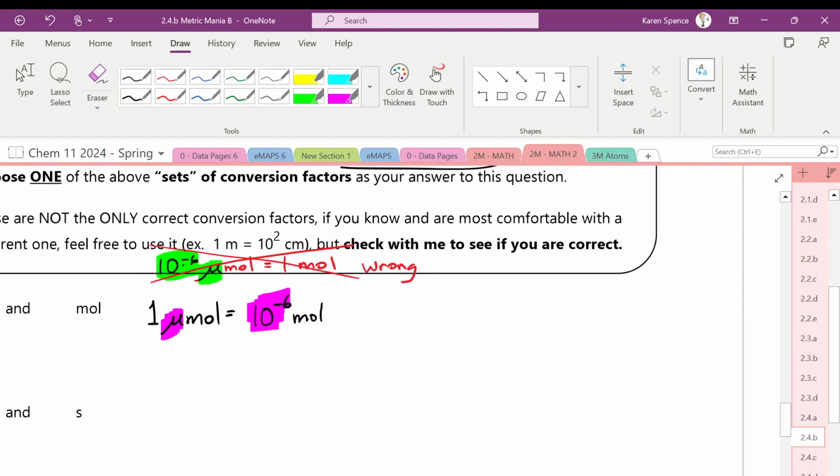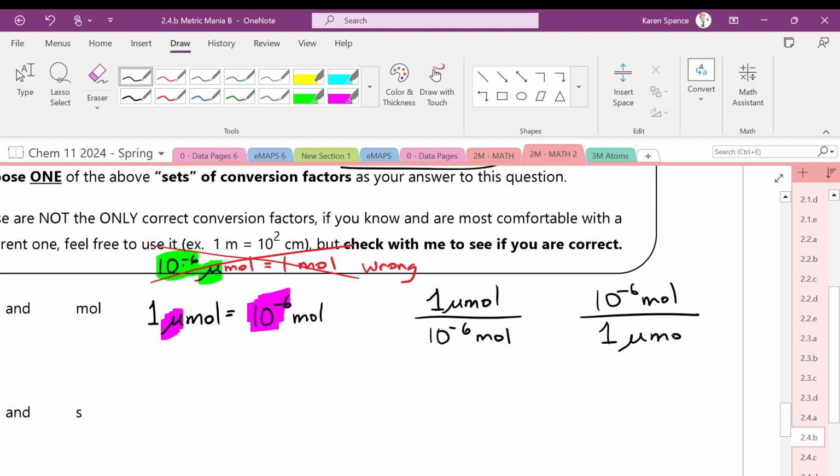Once you've written it as an equation, you're going to write 1 micromole per 10 to the negative 6 moles. And then you're going to flip it over and write 10 to the negative 6 moles per 1 micromole. Okay, that's how those are going to go.